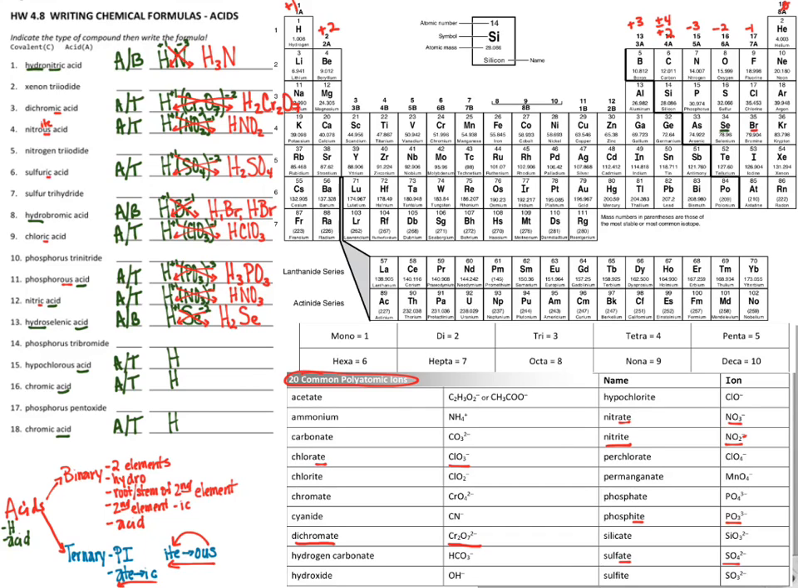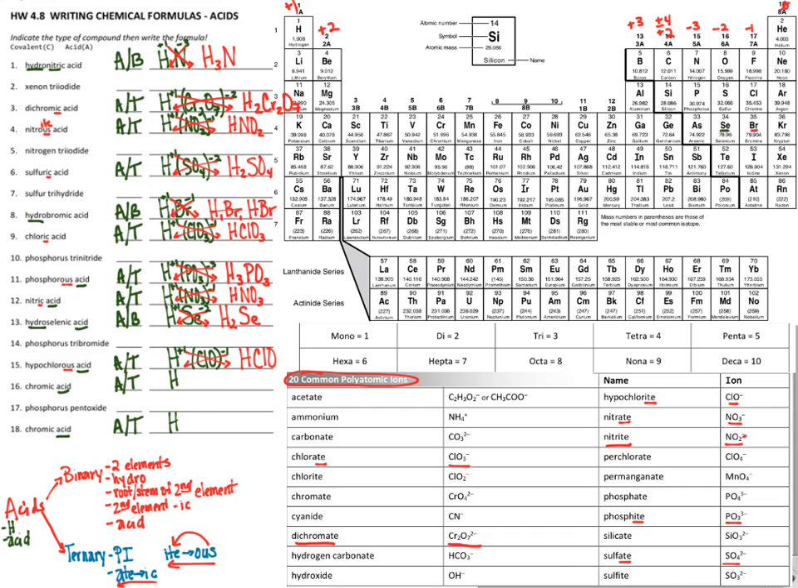I have hypochlorous, OUS. I'm going to revert back to ite. So here we look for hypochlorite. Here's hypochlorite, ClO with a charge of -1. And I always put my charge outside my parentheses. Hydrogen is +1. Again, I'm going to crisscross those. So my formula is simply HClO.